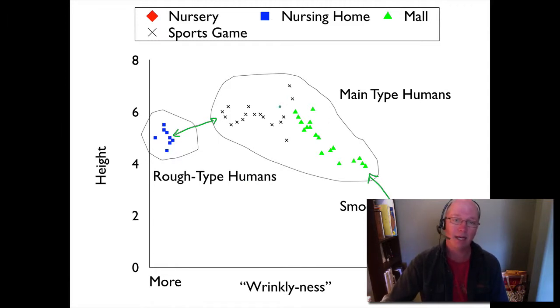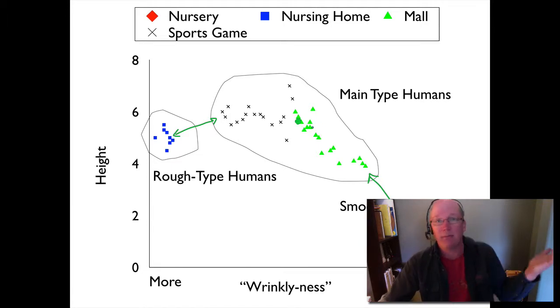I could make a hypothesis that says that, well, my smooth type humans, all of the humans start out here, right? And then they get a little bit more wrinkly, and they get a little bit taller over time, and then they wind up in the main type. And they spend most of their time at one spot in the main type because you tend to be about the same height and the same wrinkliness over time.